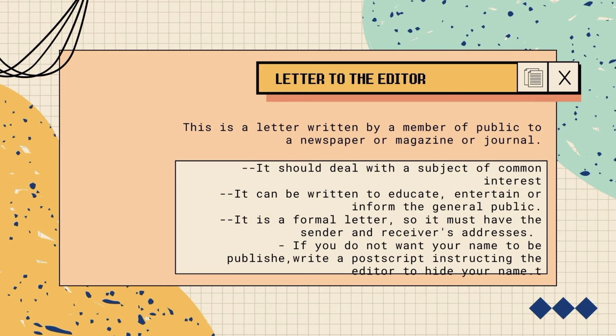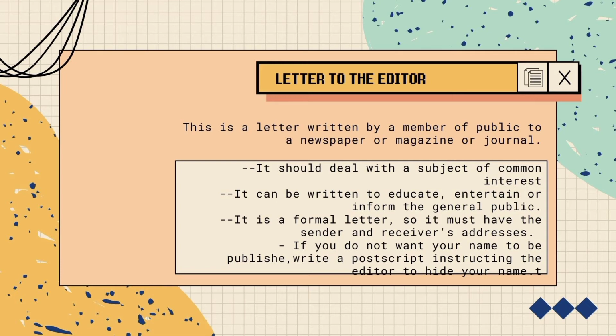Then it is a formal letter. This is very important. Make sure you understand this. It is a formal letter. The letter to the editor is a formal letter. So it must have the sender and receiver's addresses. The first address, which is the address of the sender, should be written on the top right, then the address of the receiver on the bottom left. Then you write your article.